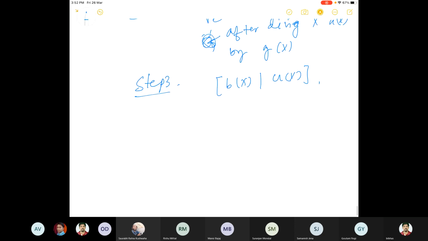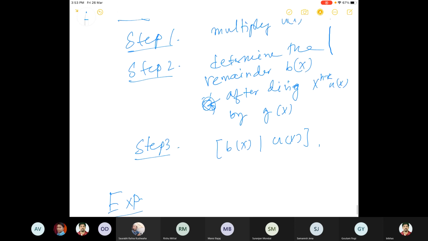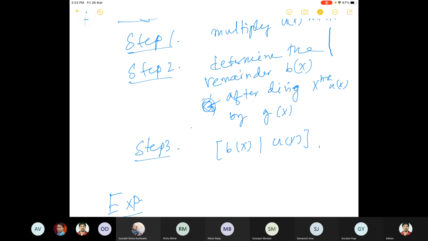Okay, so let us see an exercise, an example maybe. We have a little bit of time, 2-3 minutes. So how to do it? If you use this algorithm, how to do it? Suppose gx is equal to the previous one, let's say 1 plus x square, x cube.